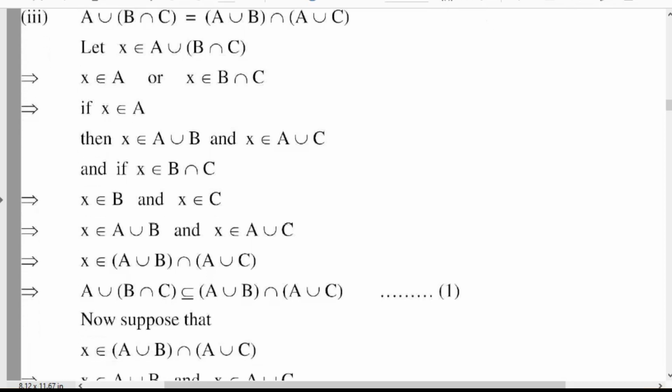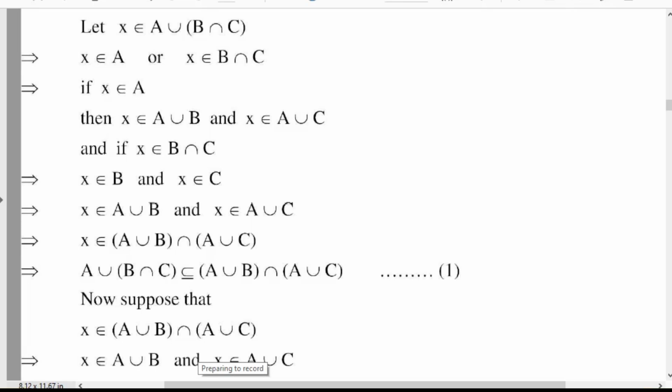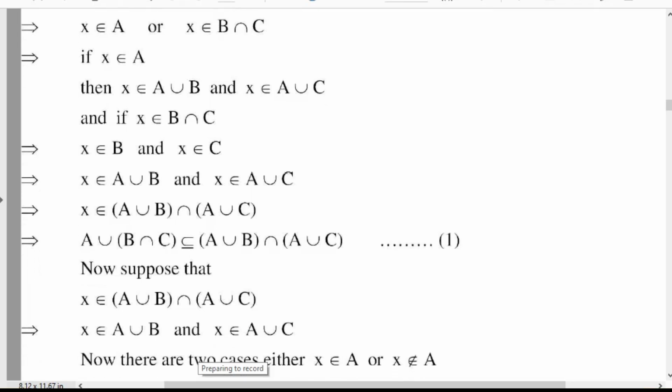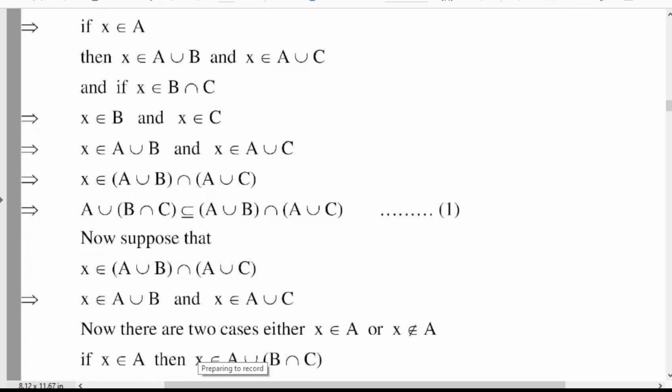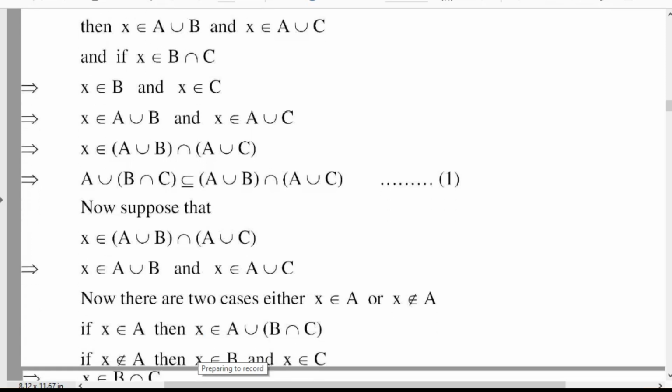Now suppose that x belongs to (A ∪ B) ∩ (A ∪ C). So x belongs to A ∪ B and x belongs to A ∪ C. Now there are two cases, either x belongs to A or x does not belong to A. So if first, that is x belongs to A, then x belongs to A ∪ (B ∩ C).